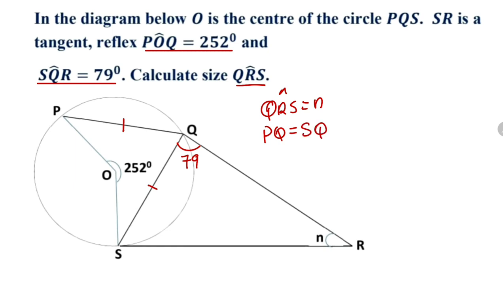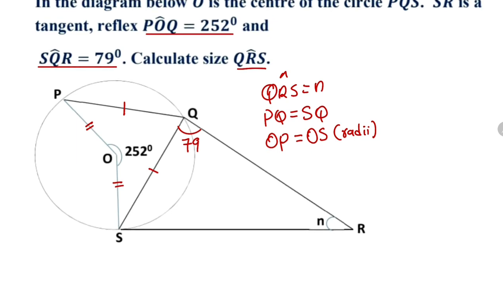SQ. Very important. The next thing that is hidden, but I'm going to show you, is that this must be equal to this. That is to say, OP is equal to OS. And what's the reason? It is because they are radii. And of course, the radii will not change. The radius of the circle doesn't change. So we are okay with that.